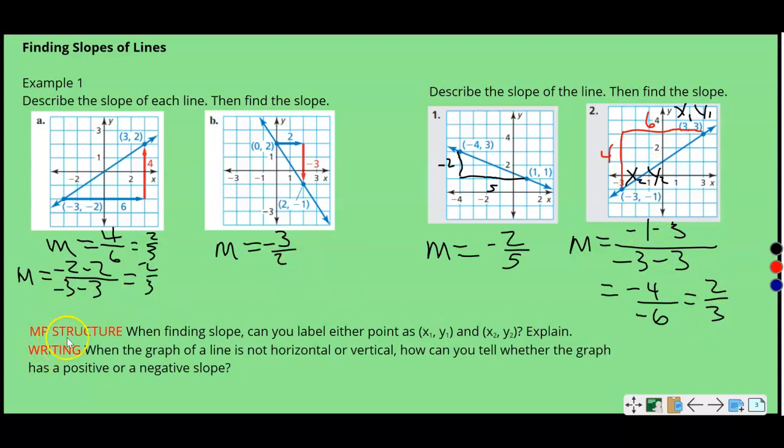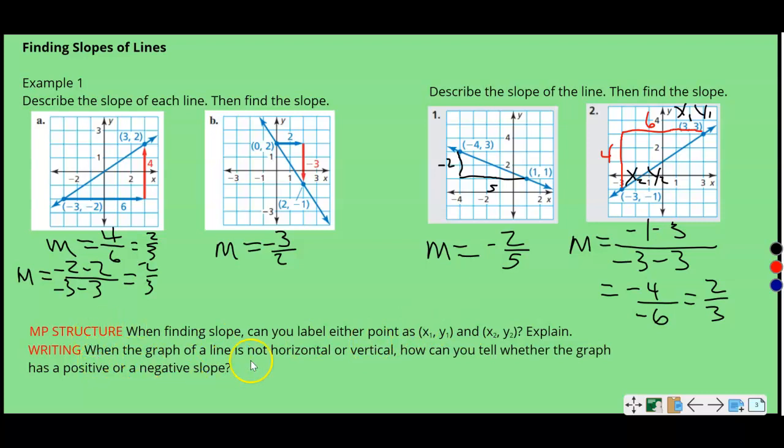All right, math praxis and structure. When finding slope, can you label either point as x1, y1 and x2, y2? Explain. And the answer is yes. It doesn't matter which point you choose to be the first point and the second point, as long as you go in the same order for your change in y's over your change in x's. As long as you go in the same order, the points do not matter which one you label as the first point or the second point.